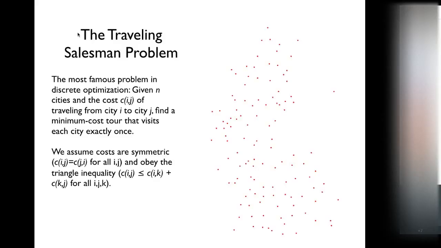So on the right hand side of my screen here, I have 120 dots that represent cities from a certain country. And you can view the cost of traveling between them as just the Euclidean distance between them. These 120 cities are from what was then West Germany, where it's very easy to pick out the city of Berlin right there.